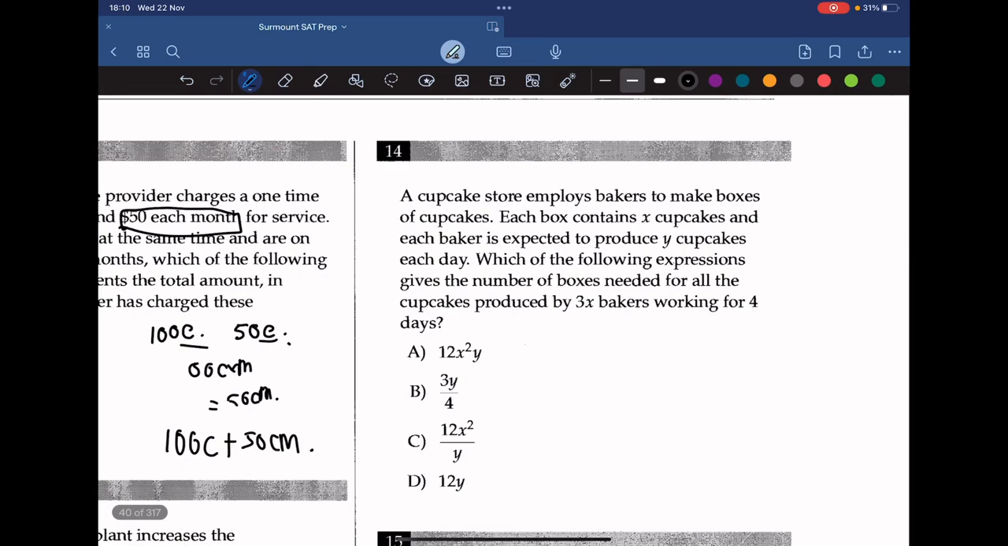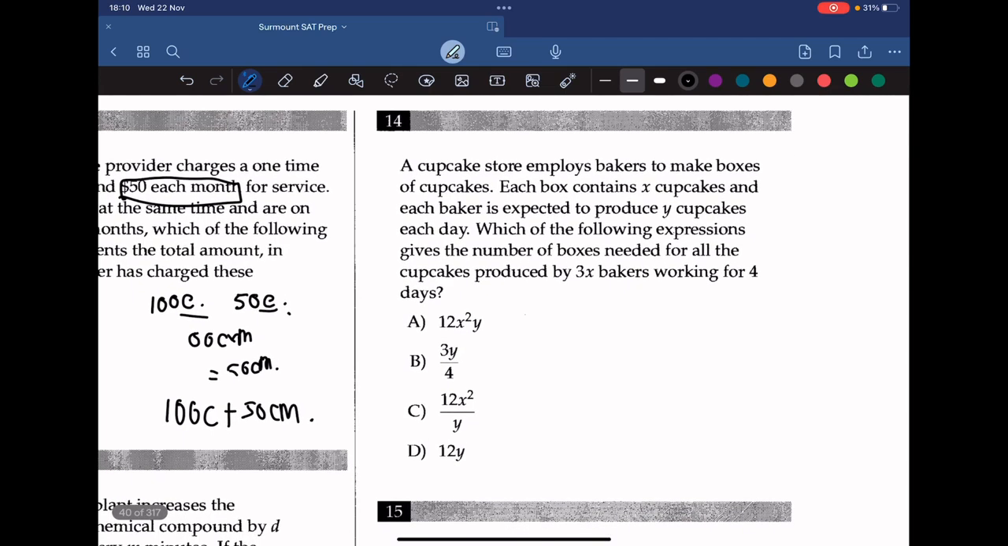Alright, a cupcake store employs bakers to make boxes of cupcakes. Each box contains X cupcakes and each baker is expected to produce Y cupcakes each day. Which of the following expressions give the number of boxes needed for all the cupcakes produced by 3X bakers working for 4 days? So the bakers make 3XY cupcakes a day. So over 4 days, it will be 4 times 3XY, which is 12XY, right? And the number of boxes needed should be the total number of cupcakes divided by the number of cupcakes that can fit into each box. So it's 12XY over X, which cancels out to 12Y. So the answer is D.